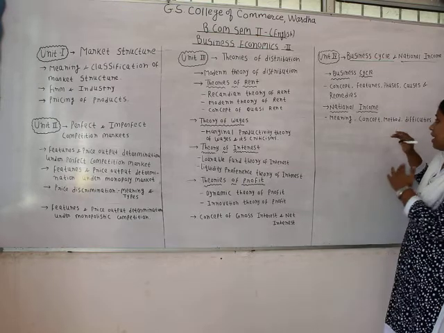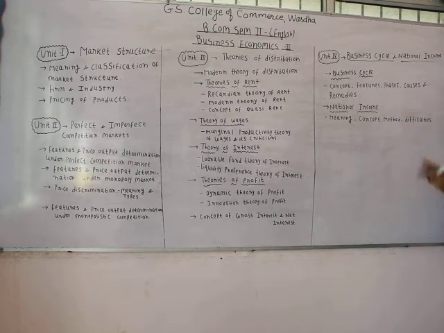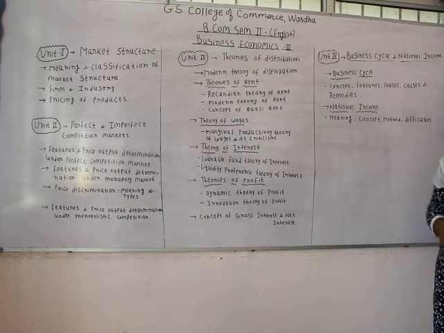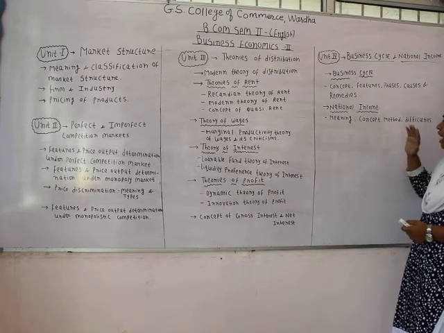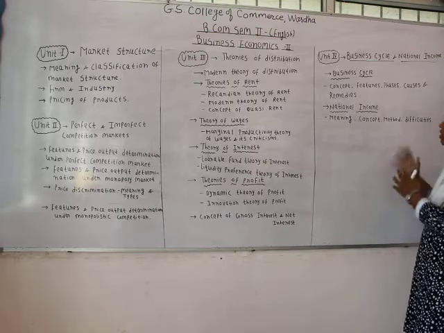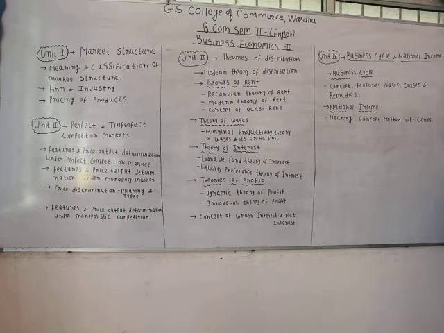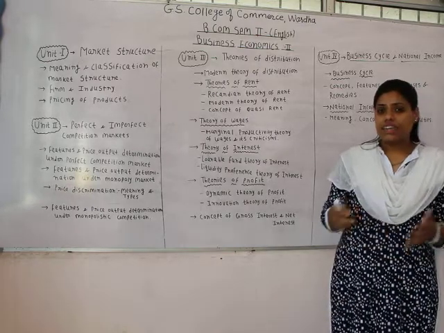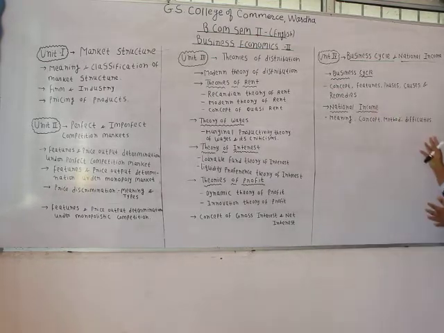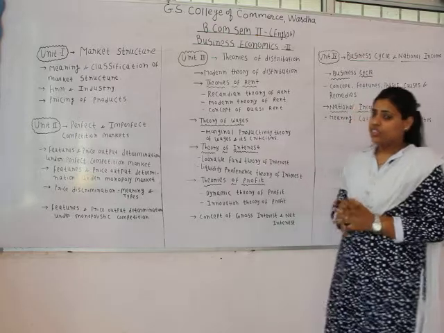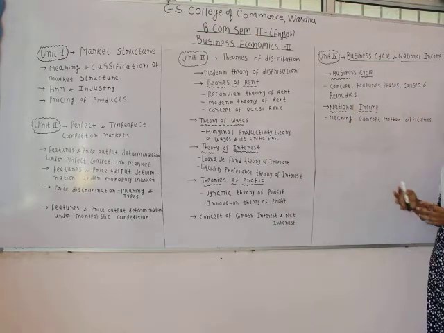Then we would see our last chapter under the fourth unit and the last chapter of the syllabus, that is national income. Thereby we would see the meaning and concept of national income. Then we are going to deal with the different methods for measuring national income, and we would see what are the different difficulties that arise in measuring national income. So this is our syllabus for the BCom second semester that we have to deal with in this semester.